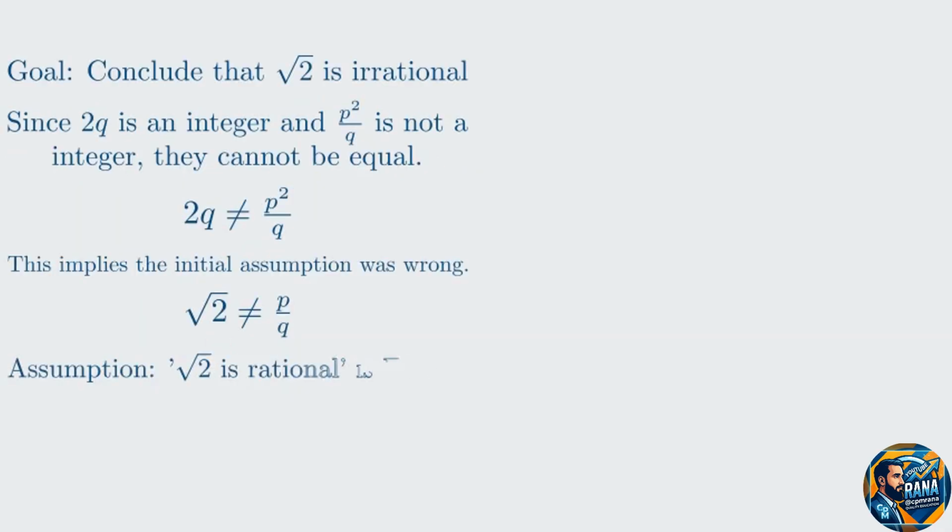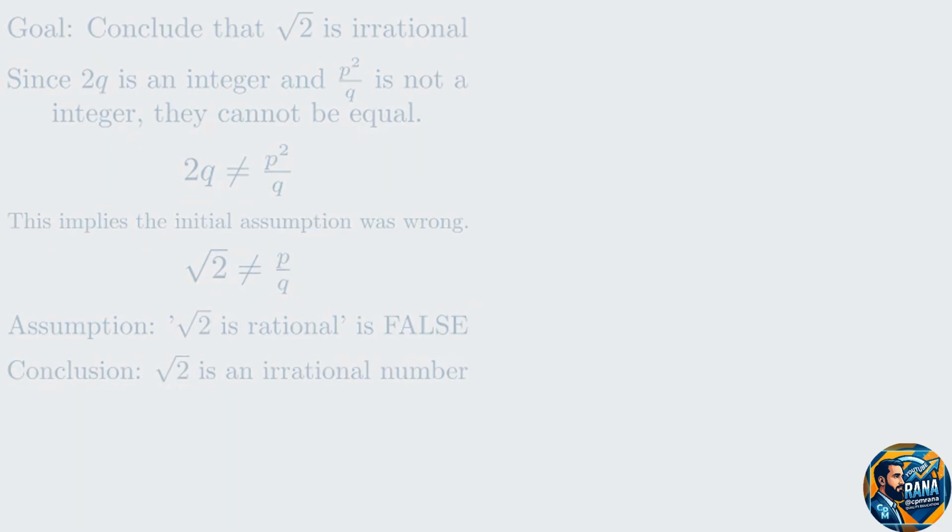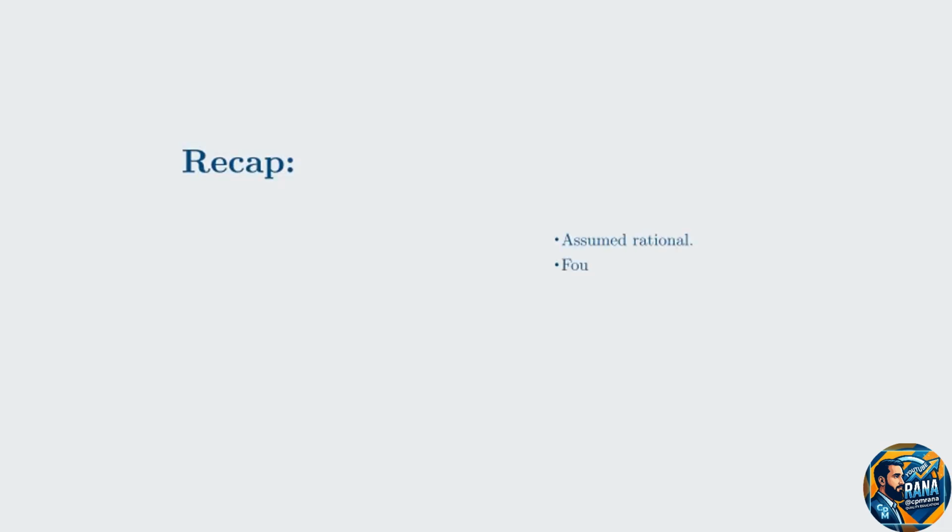This means that our original assumption, that the square root of 2 is a rational number, must be false. And if it is not rational, it must be irrational. We have successfully completed the proof. We started by assuming the opposite, followed the logical steps, and arrived at a contradiction, proving that the square root of 2 is indeed an irrational number.